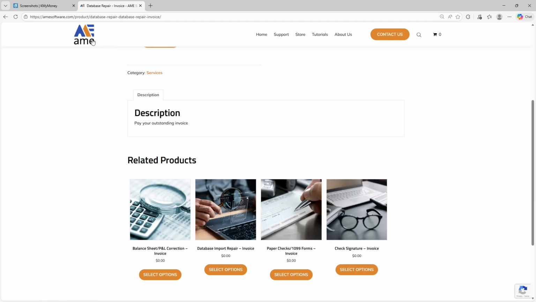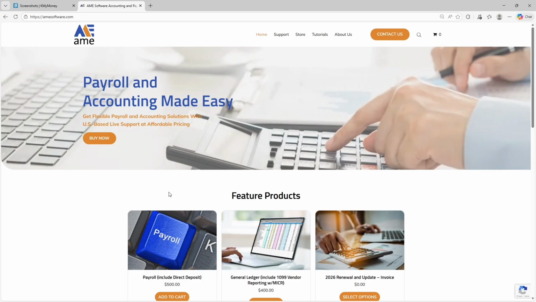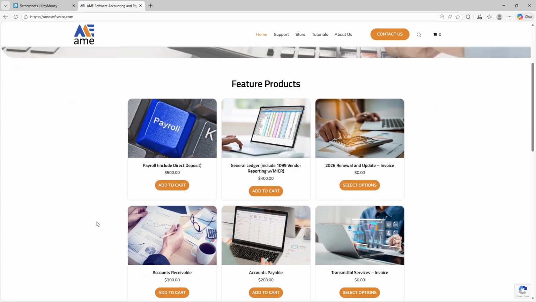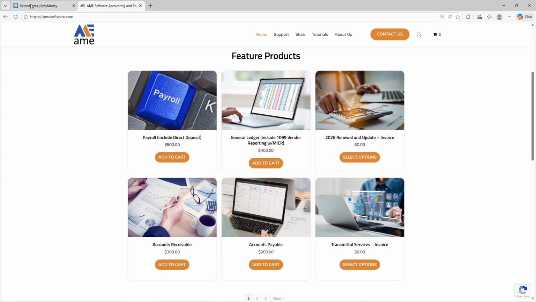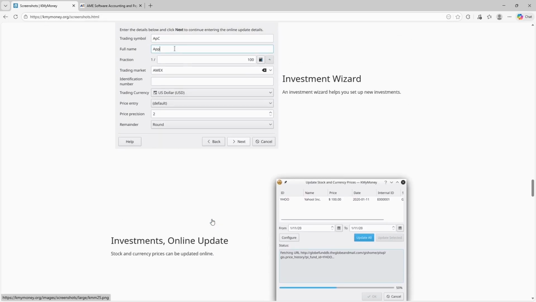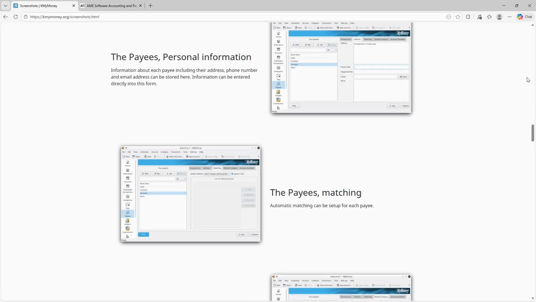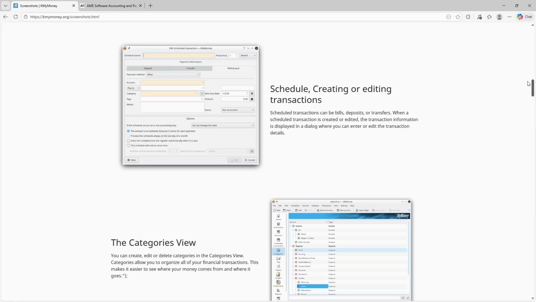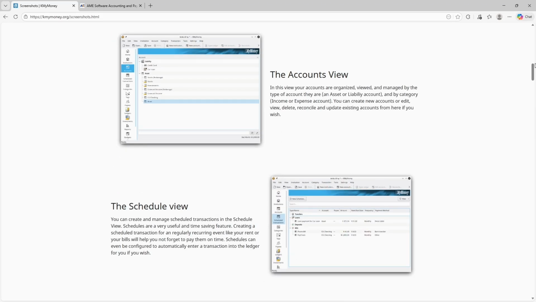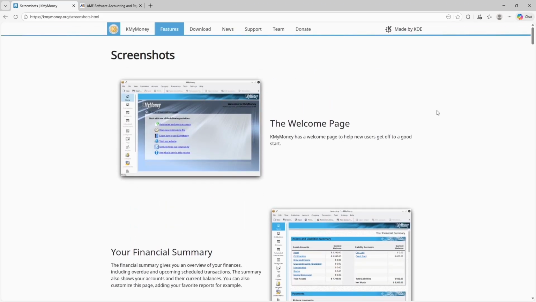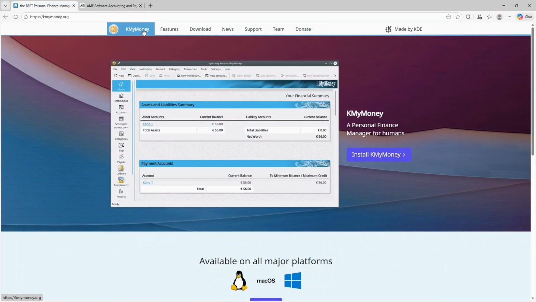When it comes to public reviews, neither KMyMoney nor AME software currently has widely established ratings on Trustpilot or Capterra. This does not automatically indicate poor quality, but it does mean potential users should rely on official documentation, demos, and direct evaluation rather than star ratings. As always, ratings can change over time, and availability varies by region, so checking the latest sources is recommended before making a decision. The final takeaway is clear.